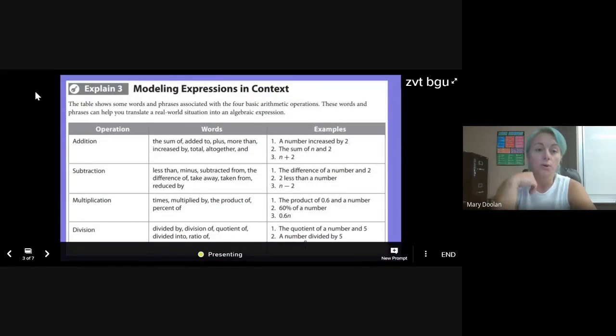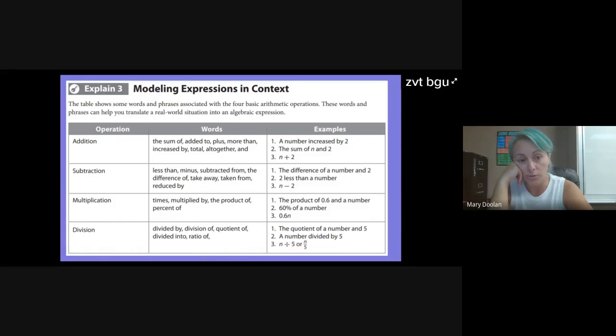All right, so this is actually from the textbook, Modeling Expressions in Context. This is a table that shows words and phrases associated with the 4 basic arithmetic operations: addition, subtraction, multiplication, division. These are key words that show up in word problems or story problems that are going to help you translate real-world situations into algebraic expressions, so that way we can do calculations and figure out unknowns, figure out the value of our variable, figure out whatever it is the question is asking us to do.